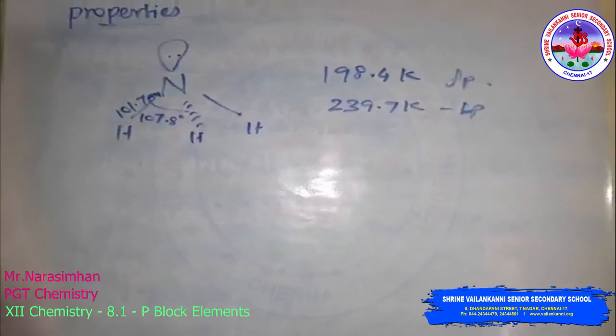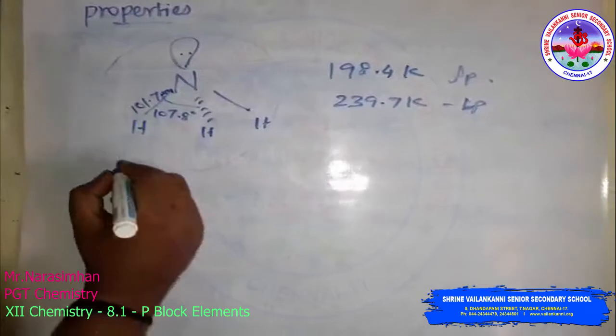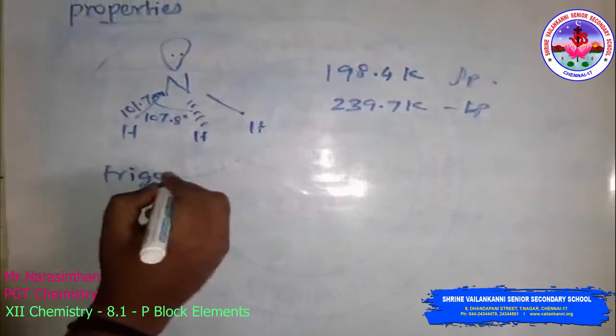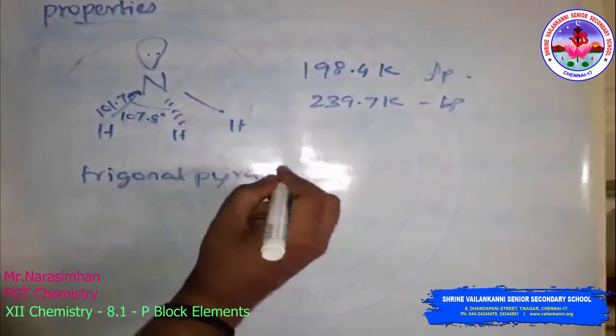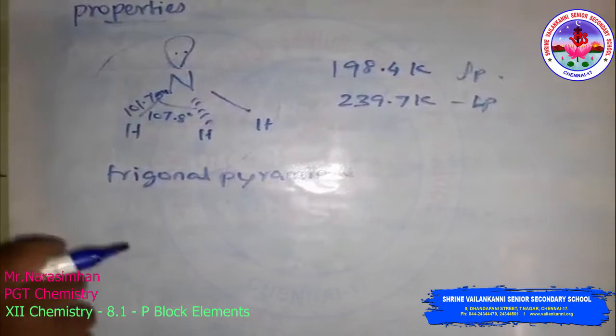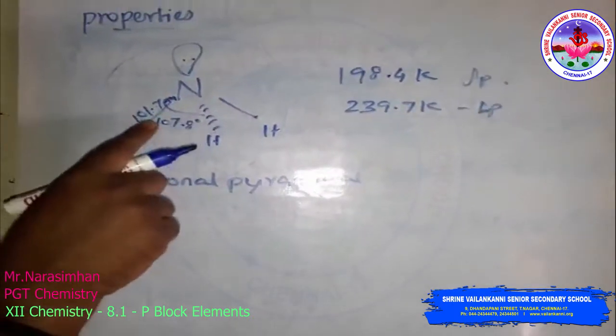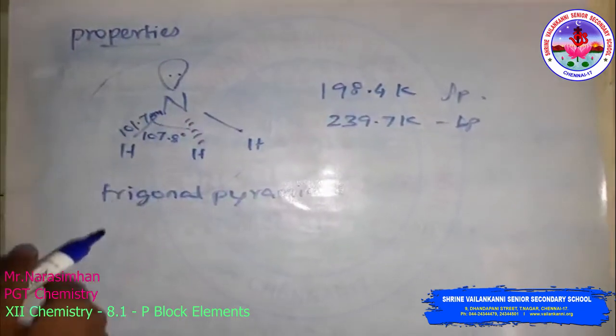Here the structure of the ammonia molecule is trigonal pyramidal. There are 3 bond pairs and 1 lone pair of electrons.